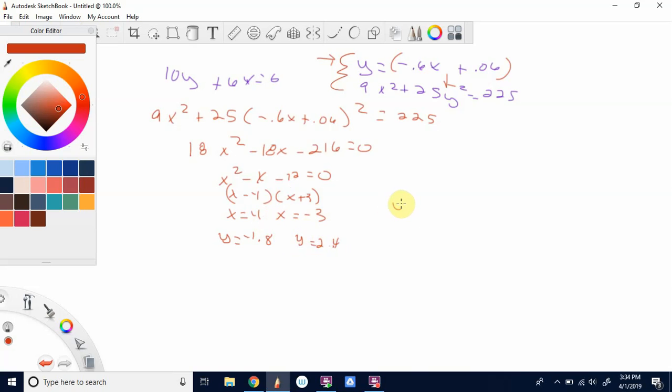So my solutions are 4 comma negative 1.8. Remember, the solution's an xy coordinate, and negative 3 comma 2.4. So make sure you put the right x with the right y, and because you have two y solutions, I'm going to have two x solutions to go with it. So I put it in either one, it doesn't matter, and check it.